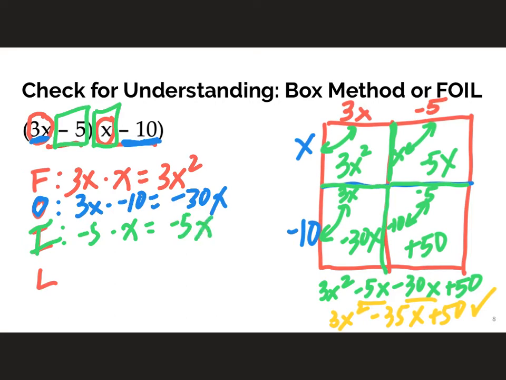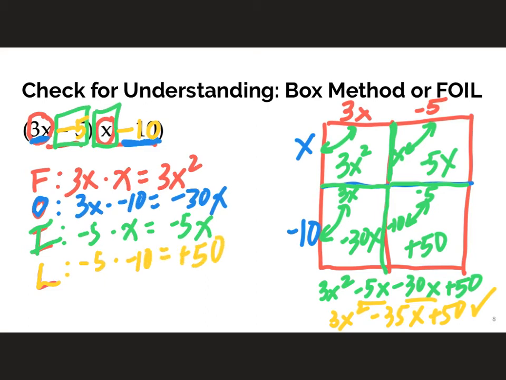Finally, my last terms, I'm going to label those yellow, are going to be negative 5 and negative 10. And these are just the last terms that I haven't multiplied yet, right? So I have negative 5 times negative 10. This gives me positive 50.